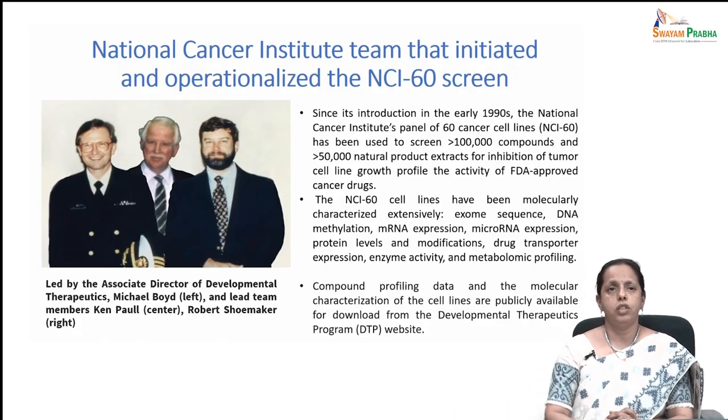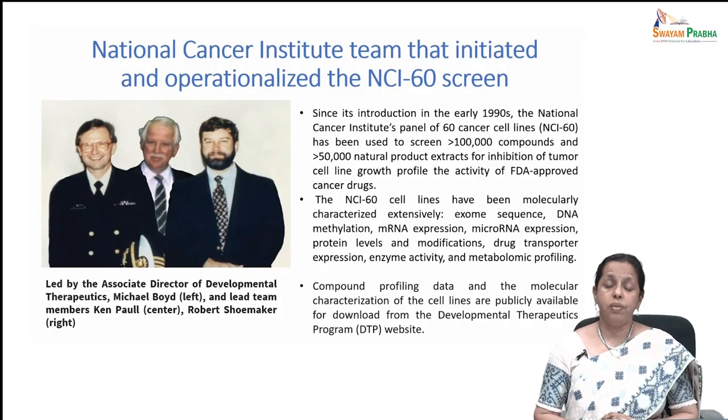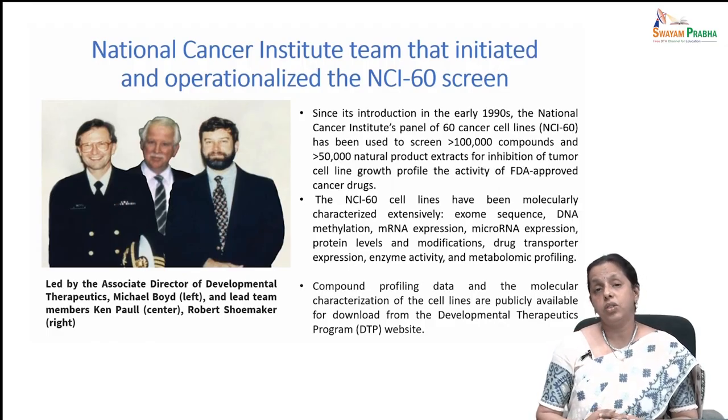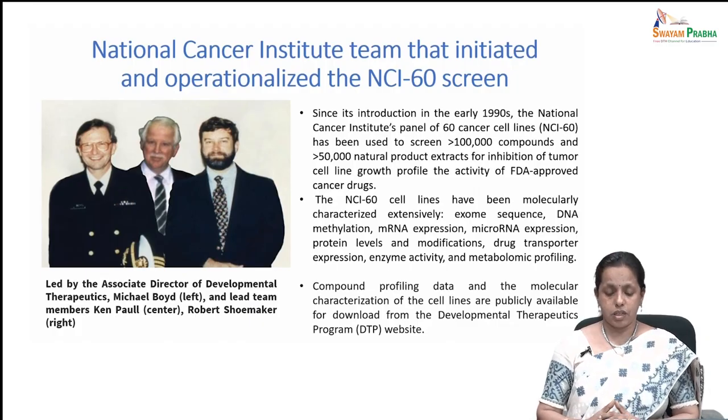The National Cancer Institute team has come up with the NCI-60 screen, which was led by three important scientists. Since its introduction in the 1990s, the NCI panel of 60 cell lines has been used to screen more than 100,000 compounds and more than 50,000 natural compounds or their extracts for inhibition of tumor cell line growth, thereby facilitating FDA approval of cancer drugs. The NCI-60 cell lines have been extensively molecularly characterized by exome sequencing, DNA methylation, mRNA, microRNA expression, and protein studies.